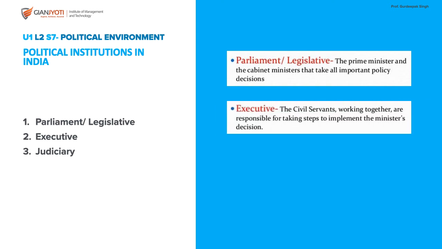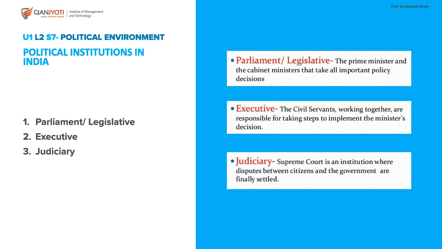Then comes the executive body, which executes those policies. This is by the civil servants. It is your police, for example, the bureaucrats. So they are responsible for implementing the decisions of the policies made by the parliament, passed in the parliament.